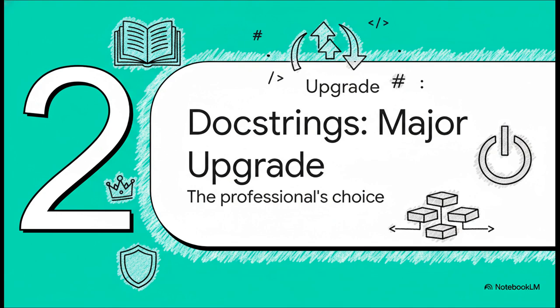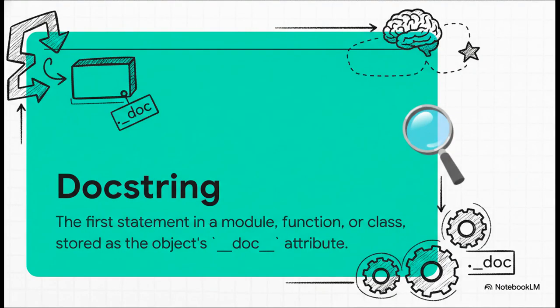And that's exactly where we get to the major upgrade. For that official instruction manual, you need something way more powerful and formal. And in Python, that something is the docstring. Okay, so here is the absolute key difference. A docstring isn't just a comment. It's a special type of string that, because of where you put it, Python actually recognizes. It then takes that string and attaches it to your code as a special attribute called __doc__. And believe me, this is a total game changer.